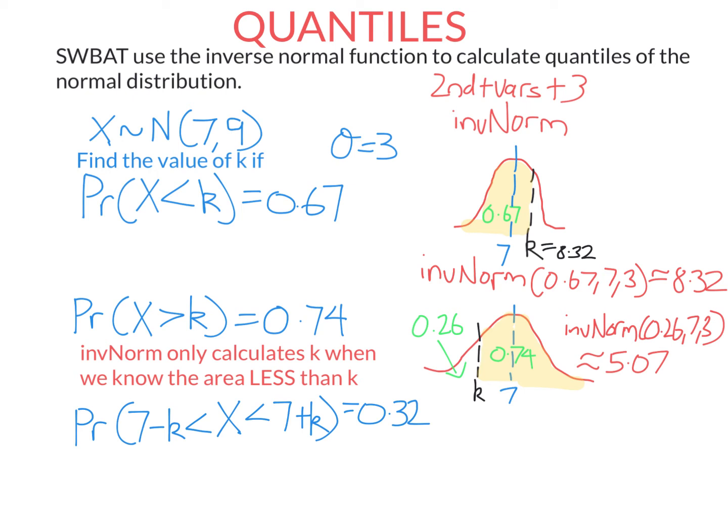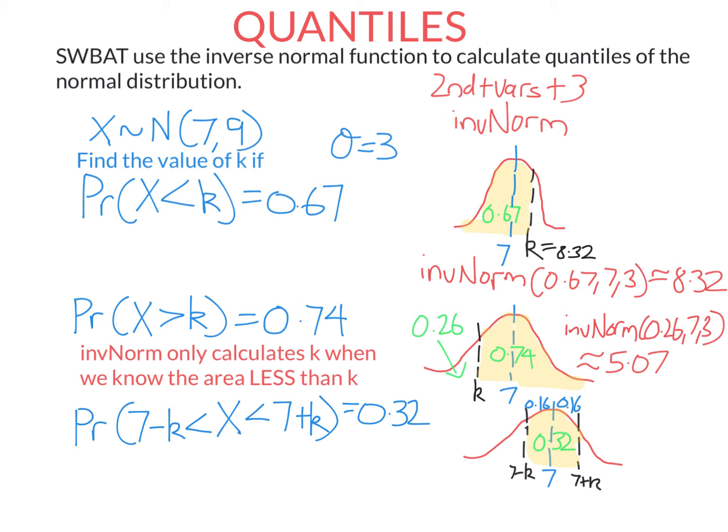So this one is tricky because the inverse normal function certainly doesn't allow us to put in a range. So what we're going to do is draw this and use our knowledge of the symmetry of the normal distribution. So we have something that looks like this, and this area between 7 minus k and 7 plus k is equal to 0.32. Now note, 7 minus k and 7 plus k are the same distance from the mean of 7. So because of the symmetry of the normal distribution, there'll be 16% of scores in each of these areas.